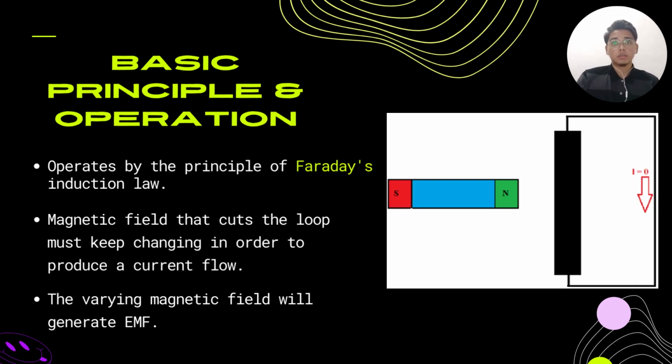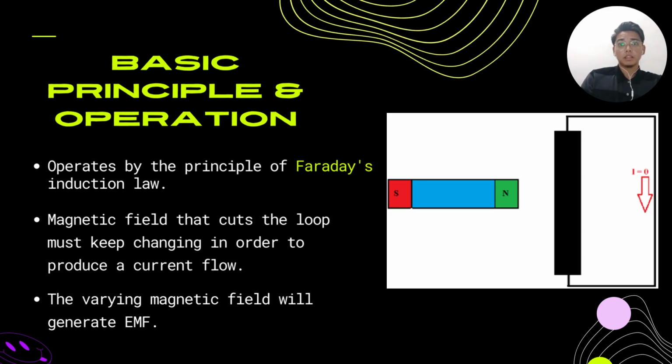For my part, I will explain the basic principle and operation of this power transformer. First of all, we must know that the power transformer operates on the principle of Faraday's induction law. The law indicates that once a closed loop is brought near a fluctuating magnetic field, then a current is produced in that closed loop.